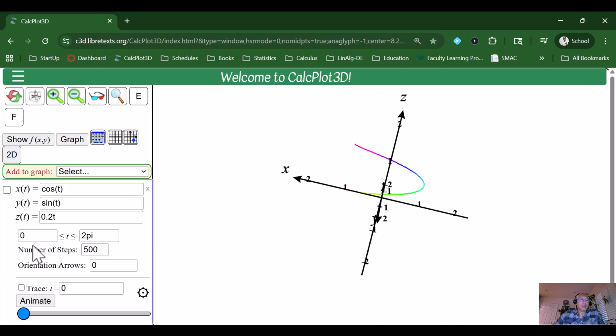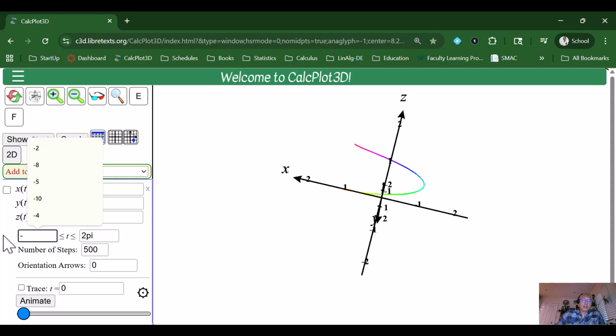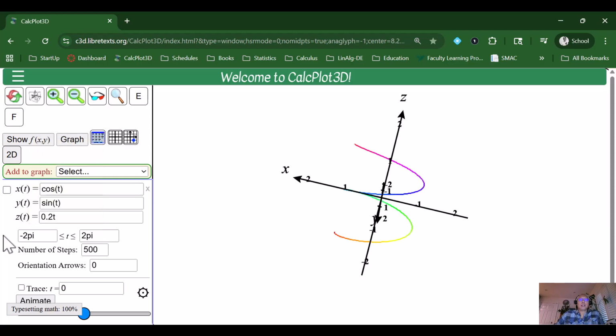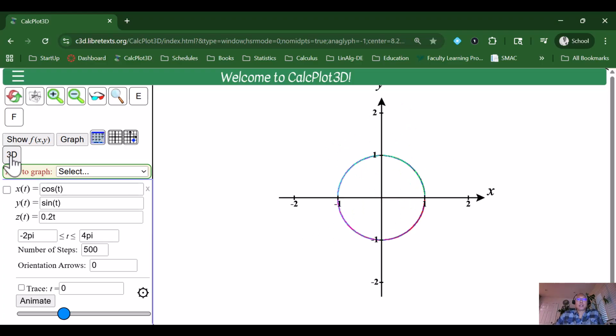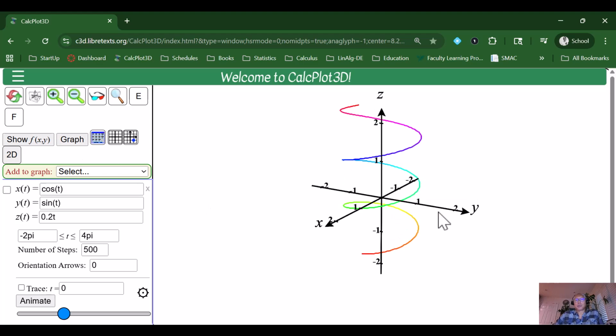If we extend this to negative 2 pi or make this go up to 4 pi, we get more and more of that helix. Now, if you look at it from the top, you just see that circle that we had mentioned. But then if we look at it from a three-dimensional perspective, we see that it actually goes up. Okay.